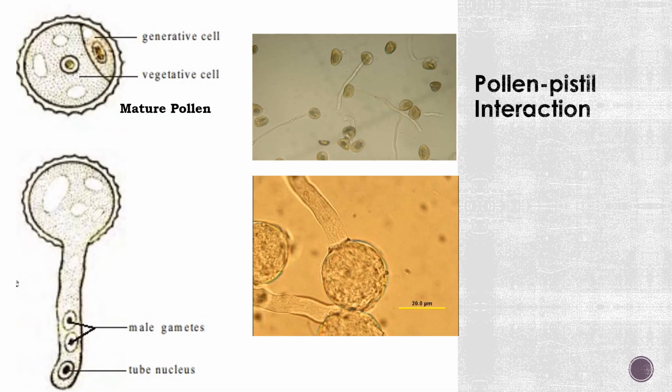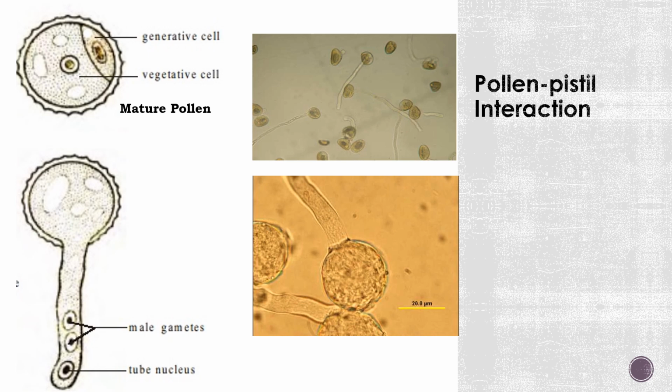When the pollen grains are released from the anther, the mature pollen consists of two types of cells, as you can see here in the diagram: a vegetative cell and a generative cell. When this mature pollen grain falls on a receptive stigma, there is an interplay between the pollen and the pistil, and this interplay results in the germination of the pollen tube and the subsequent events of fertilization in the embryo sac.